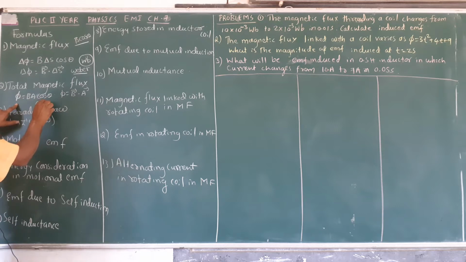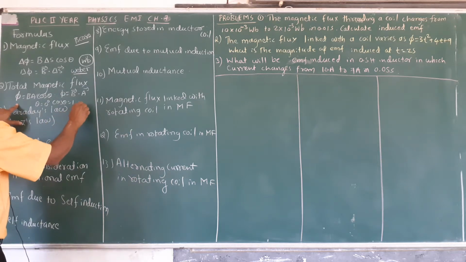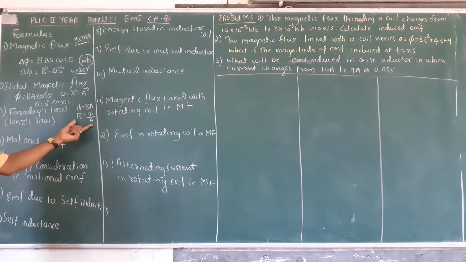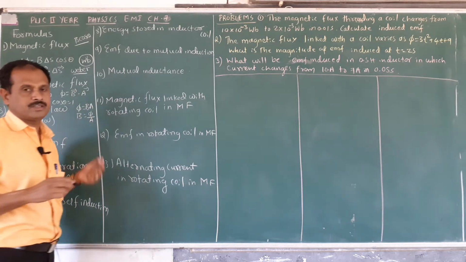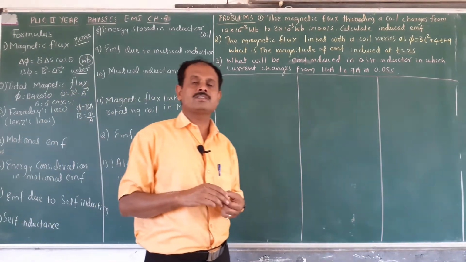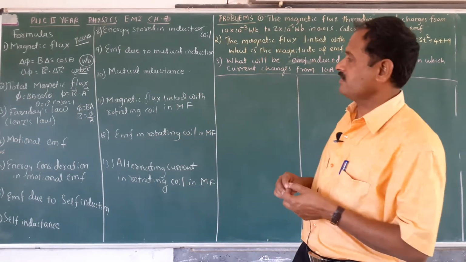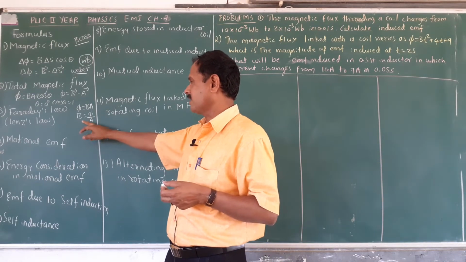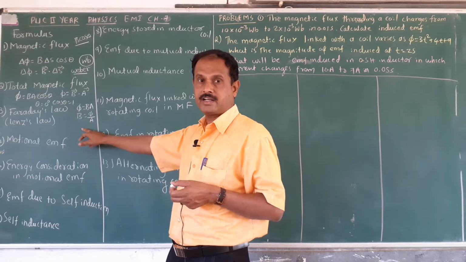Suppose theta is equal to 0 degrees and cos theta is equal to 1. At that time, phi is equal to B into A. Now B is equal to phi divided by A. This is called magnetic flux density. Magnetic flux density means the magnetic flux per unit area.